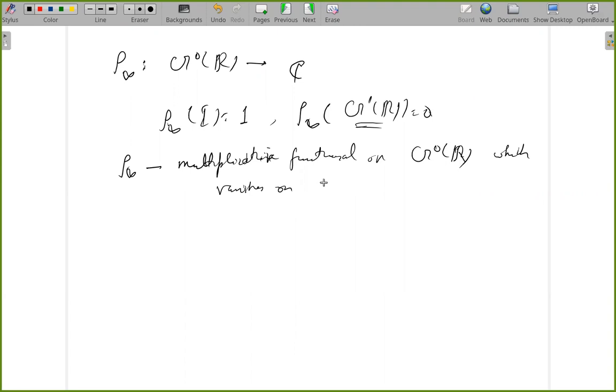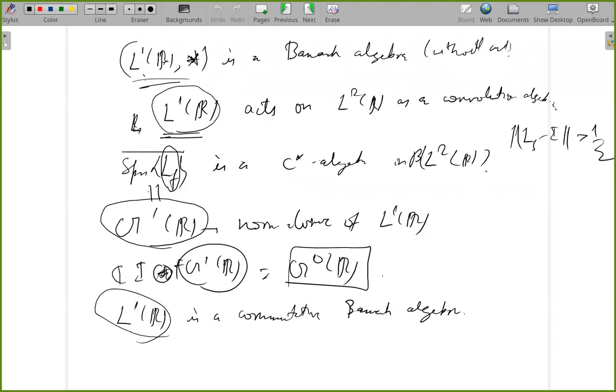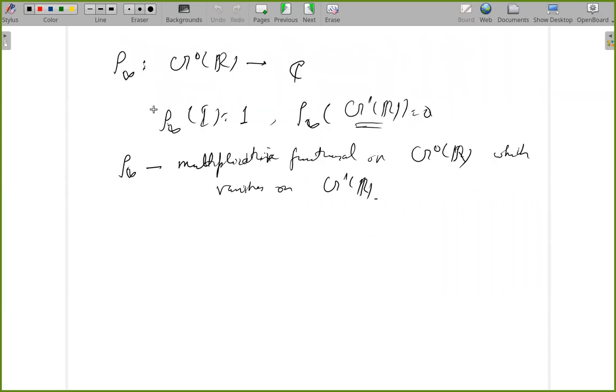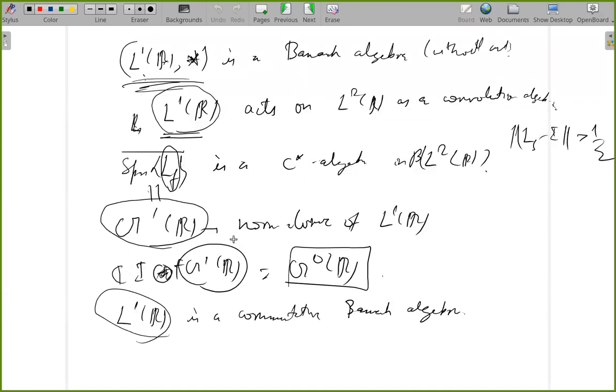So this vanishes on A1(R). By the way, all those Gelfand theorems would have been more directly applicable to L1(R) star. Here one has to be a little bit more careful. Again, it needs a bit more proving, but you can already guess what sort of strategy to take.